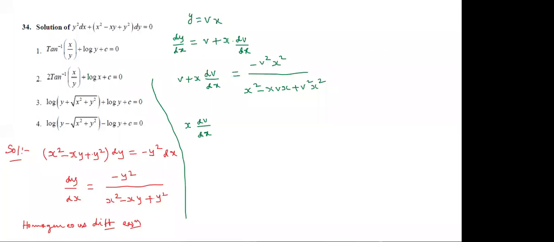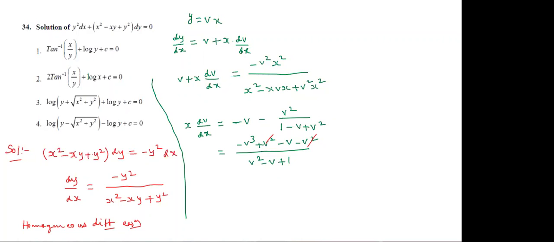x dv by dx is equal to, left hand side v, I am going to send to right hand side, minus v, minus numerator. x square common and denominator x square common, it is going to cancel. So we get 1 minus v plus v square. Here take the LCM, then see what happened. I am writing in particular order. Denominator minus v into v square minus v cube plus v square minus v and minus v square. So after taking the LCM, numerator plus v square minus v square is going to cancel.